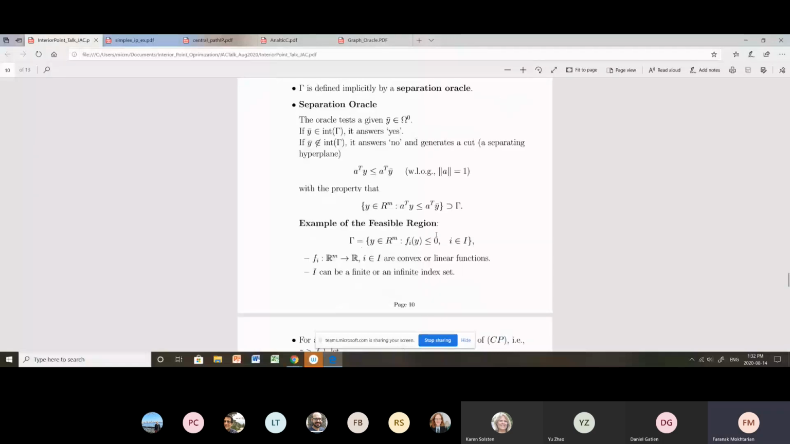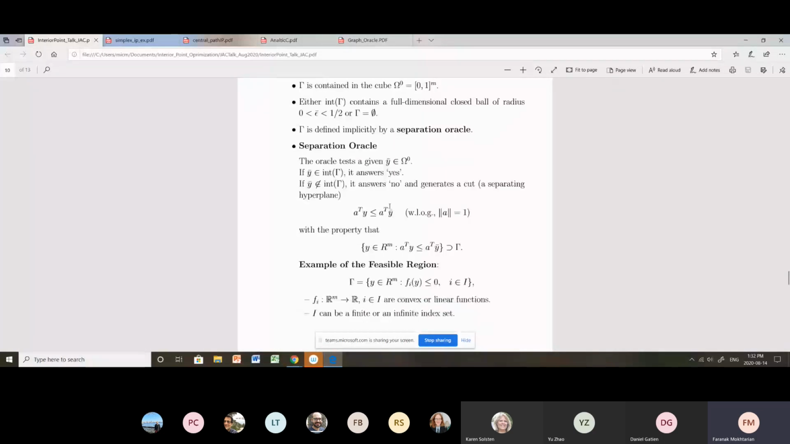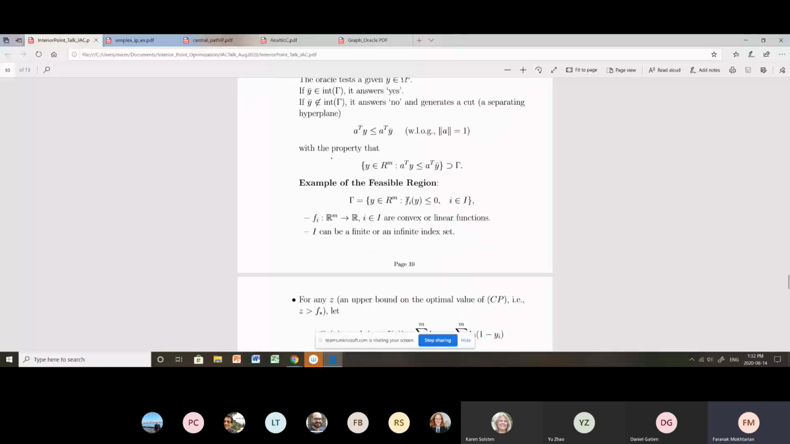An example of our feasible region is this. We have a bunch of these constraints, but there could be even infinitely many of them. These functions could be convex, linear, they could even be pseudo-convex. They don't even have to be differentiable. So when a point is given to the oracle, it checks to see which one of these constraints is violated. If a linear constraint is violated, it simply returns that cut in a way that the feasible region is included in the half space.